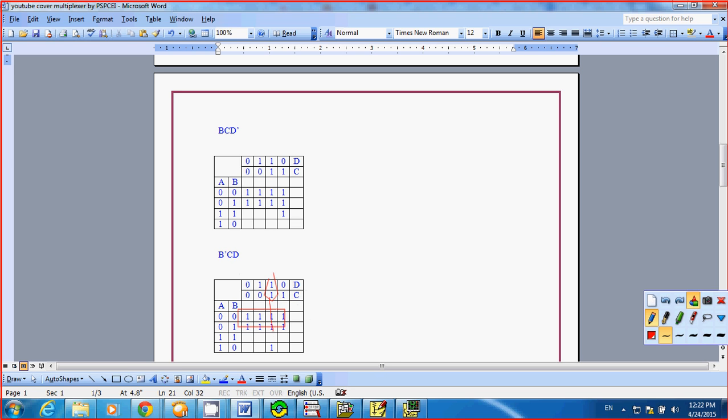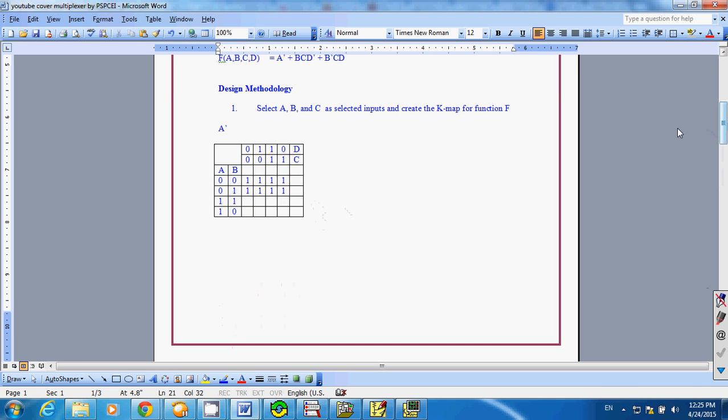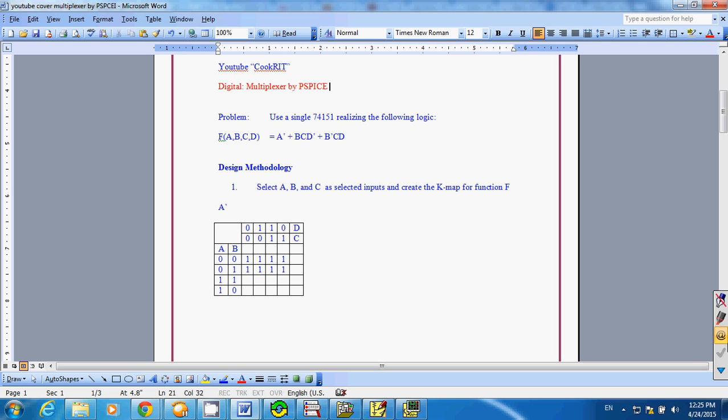So you look down here. And where is my B complement? This is my B complement. So that's why I have one right here. So this is the B complement, and this is the CD. Alright, so we already have our Karnaugh maps for 3 terms from the problem here.